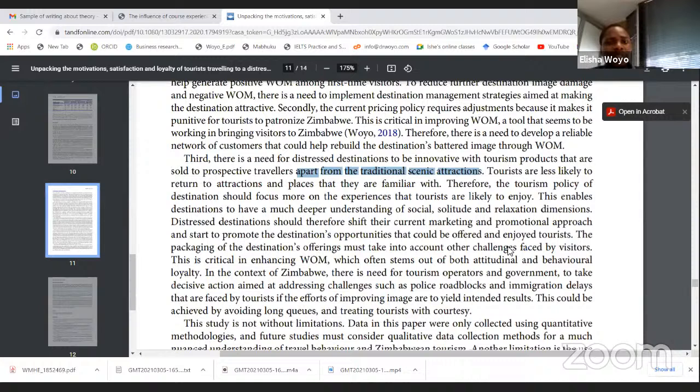So your study is very good. I think it responds to this call we are making in our 2020 paper to say that we need to have innovative tourism products being developed and being sold. And I think you'll be able to do that, because tourists are not going to return to attractions that they are familiar with. Destinations, in other words, must have a deeper understanding of social dimensions, especially around those villages, and see how they can use them in their marketing promotional approach, so that these things will also be enjoyed by tourists. That's a good thing. Okay.